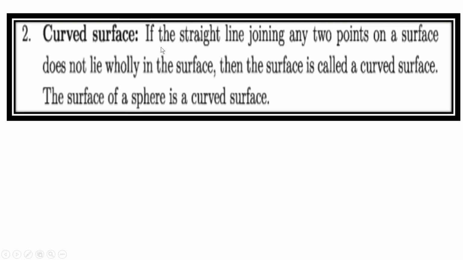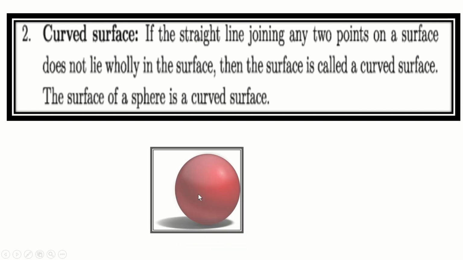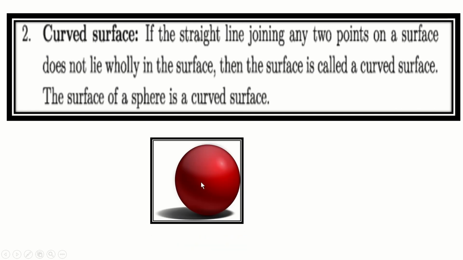Curved surface. If the straight line joining any two points on a surface does not lie wholly in the surface, then the surface is called a curved surface. The surface of a sphere is a curved surface. That's why this is a curved surface, because on this surface, if you join any two points, the line does not fully lie on the surface. Clear?